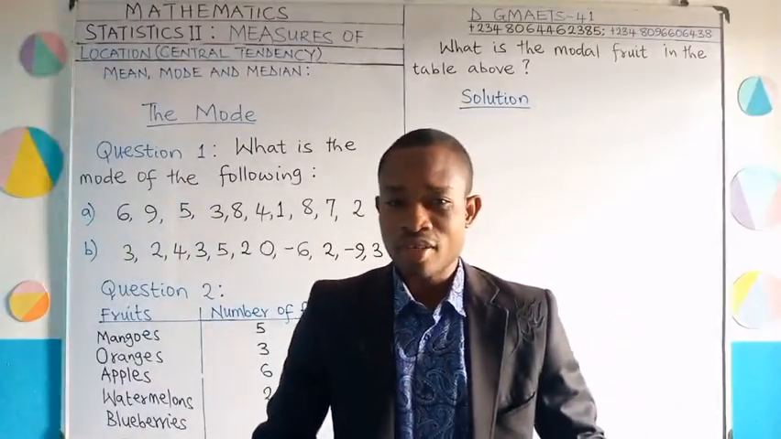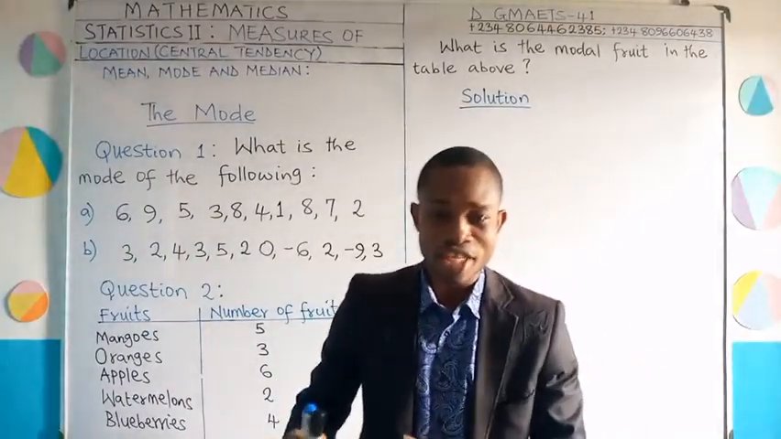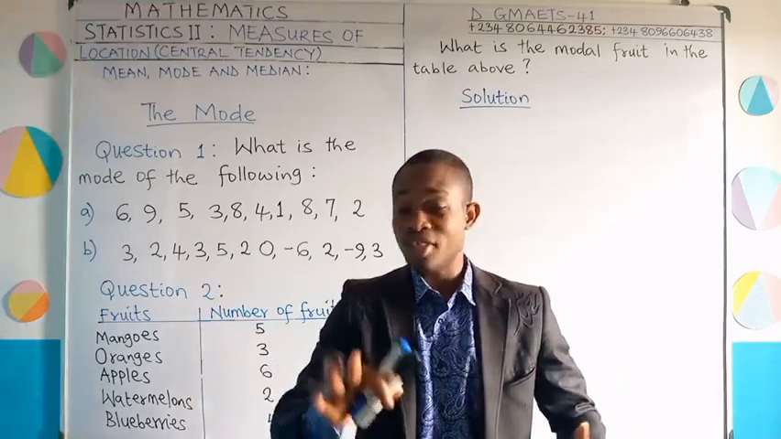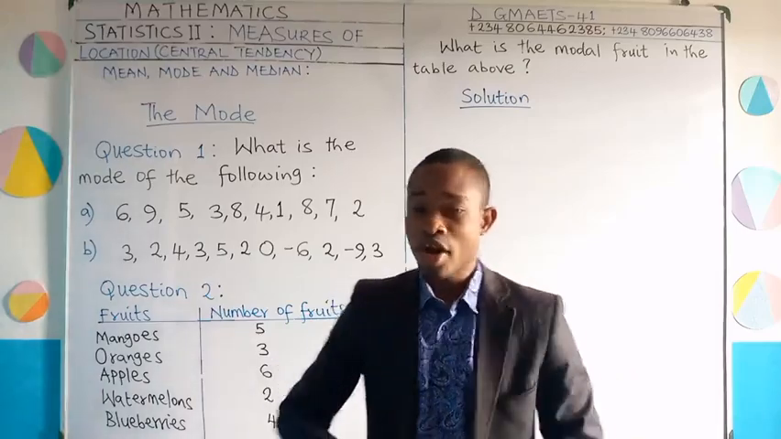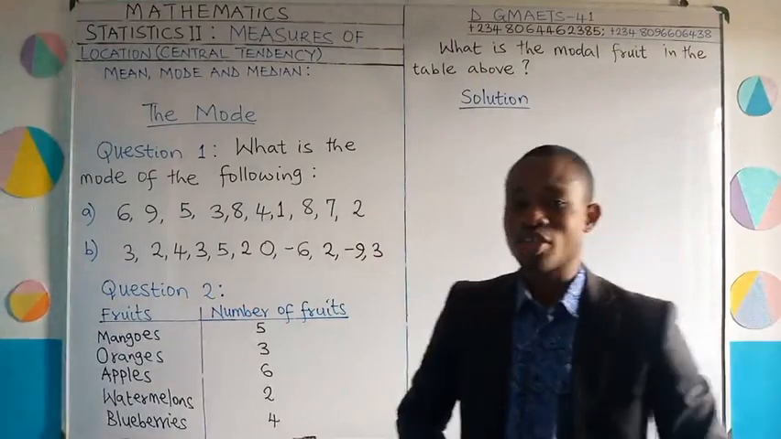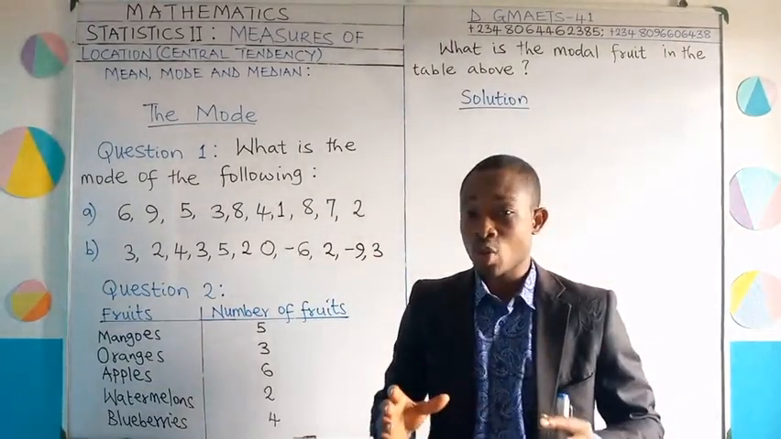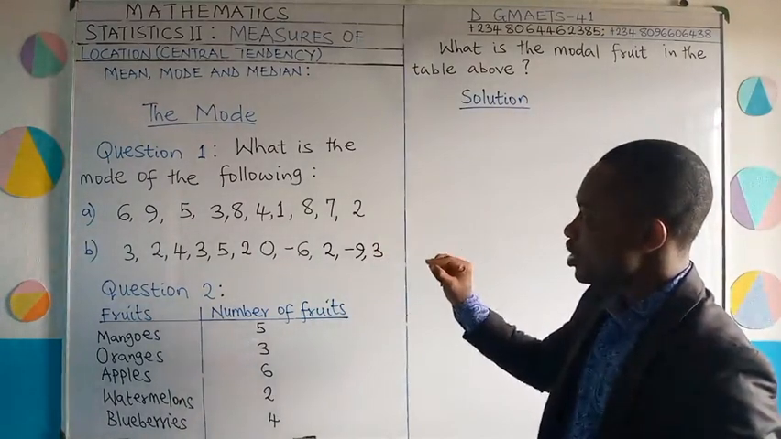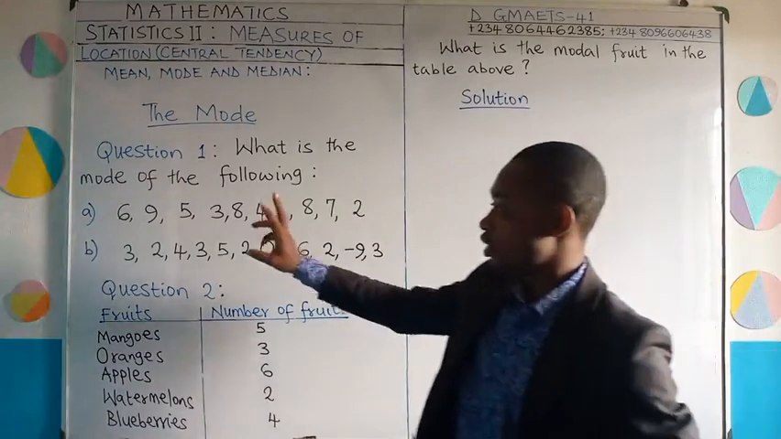Out of the three major measures of location, we want to start our calculation with the mode first. And so here on the board, I have two questions. We're going to take the questions one at a time. Question number 1 has two parts. What is the mode of the following?